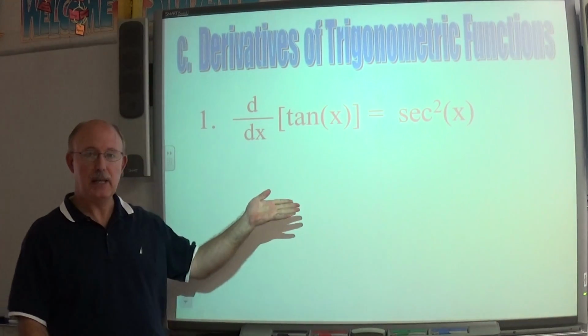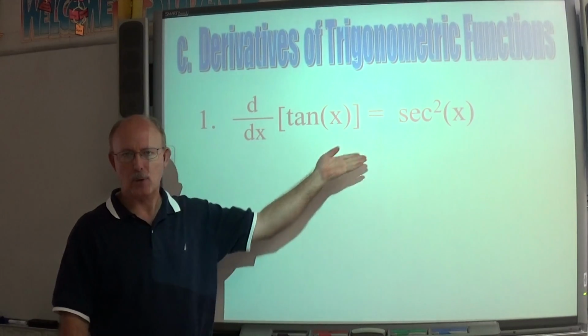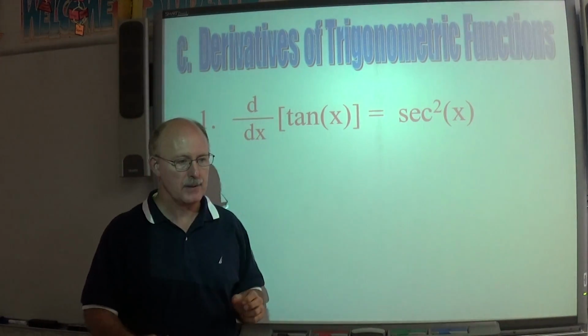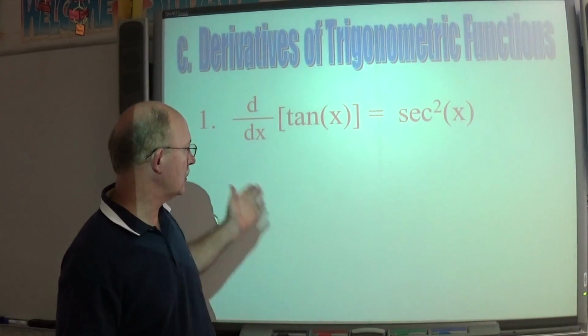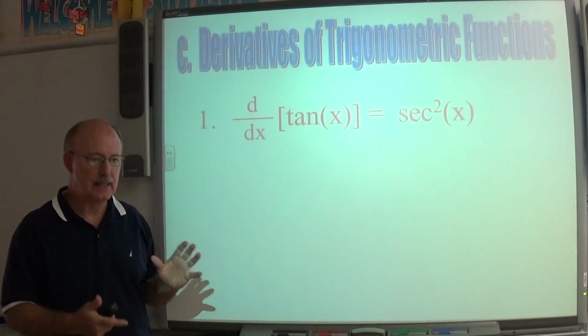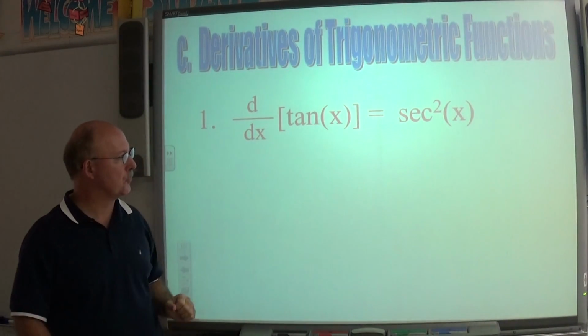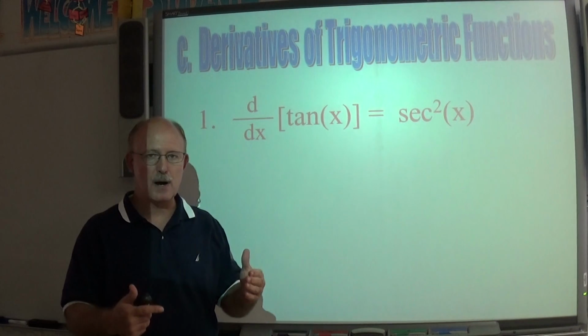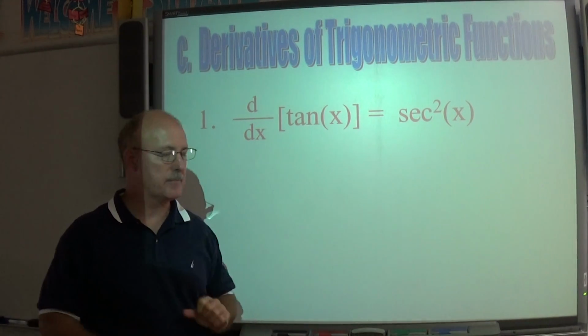Now, in our next video, I'm going to show you why this is secant squared, but I'm not going to work it out right here. So we'll go ahead and throw it out here. The derivative of tangent is secant squared. You use this all the time in calculus, so you have to know what the derivative of tangent is. It's another one of these trig functions you've got to have memorized. Now, there's 6 of them.